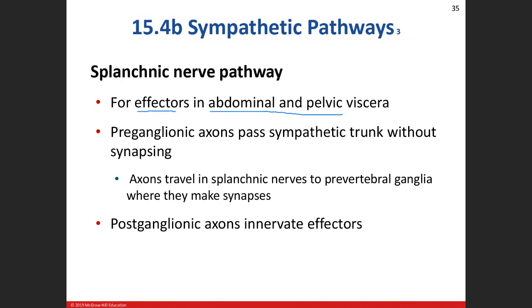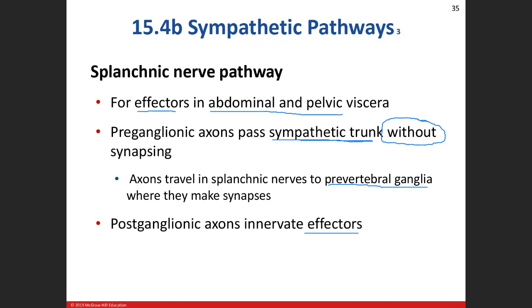So we're going to affect abdominal and pelvic organs. In this scenario, that preganglionic axon is going to go directly through the sympathetic trunk, but it's not going to synapse. We knew that before; we talked about this last class. It's going to head directly to the prevertebral ganglia, so it's going to go to either the celiac ganglia, the superior mesenteric ganglia, or the inferior mesenteric ganglia. That's where it'll synapse. From there, the postganglionic neurons will go out to the effector organs in the abdomen and the pelvis.